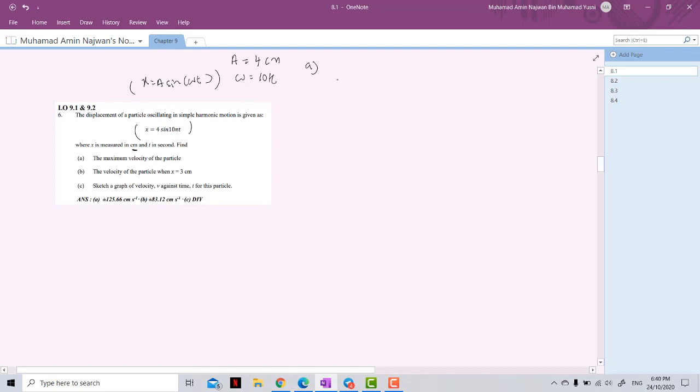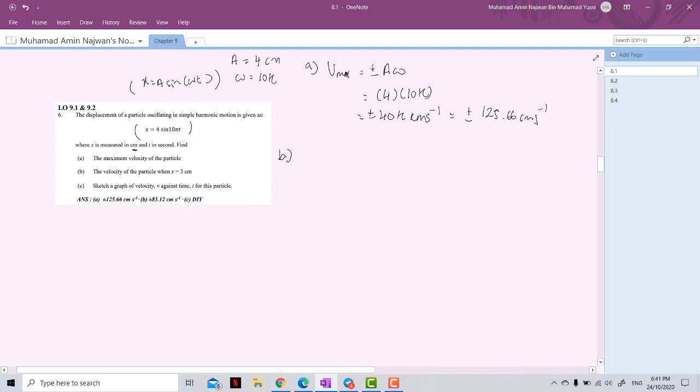Okay, the maximum velocity of the particle. Kita tahu Vmax akan sama dengan apa, plus or minus A omega. A omega. Kita ada tak both of this? We have both of this already. So akan ada 4 10 pi. You can actually have 40 pi centimeters per second. Ataupun if you tak nak dalam bentuk pi, you nak dalam bentuk jawapan dia, it's plus or minus 125.66 centimeters per second. So that's for question A.